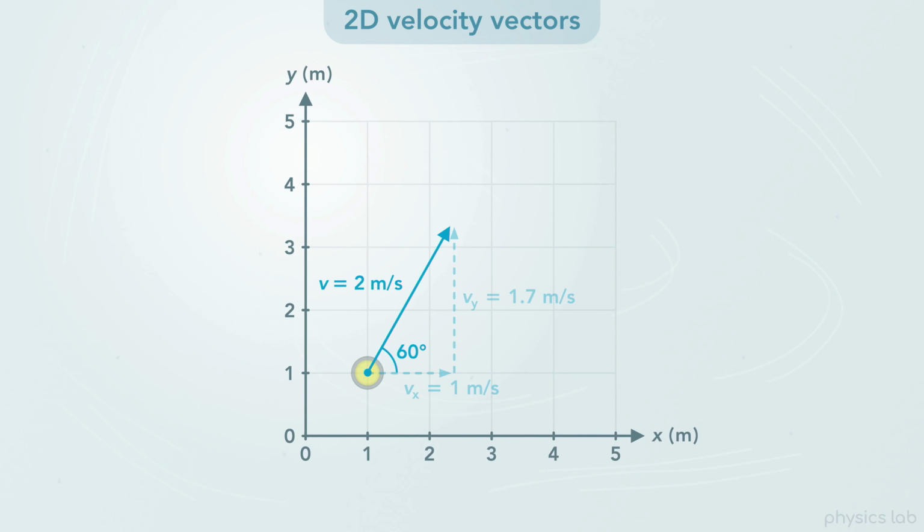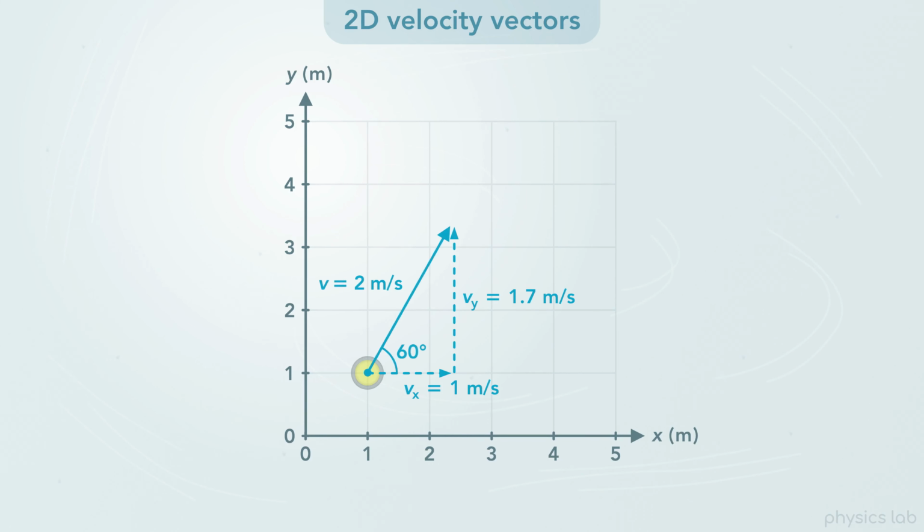So this stone is moving at 2 meters per second at an angle of 60 degrees. But these components tell us that the stone is moving to the right at 1 meter per second and up at 1.7 meters per second.